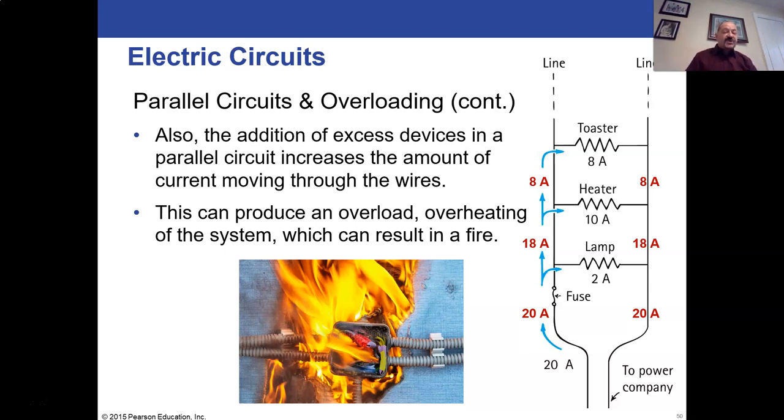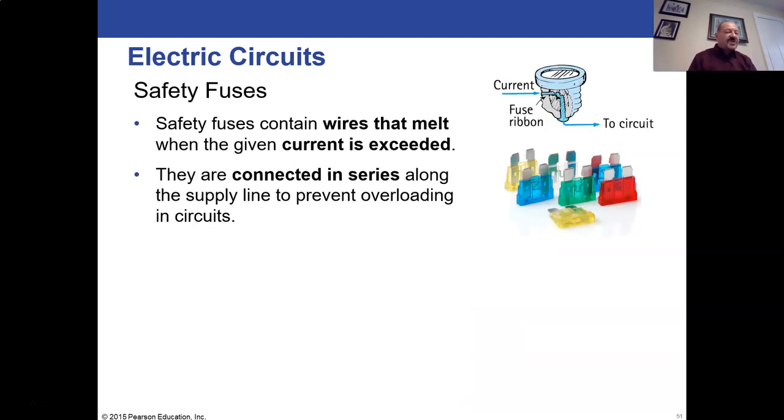So in addition to the excess devices causing all this extra amount of current flowing through that can cause heating, you have to have other ways to prevent dangerous situations. You don't want fires in the house, so you have to have something to protect you. And there are two basic ways that circuits are protected from overheating from too much current. The first one are safety fuses.